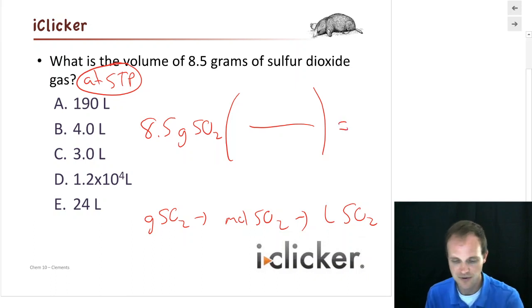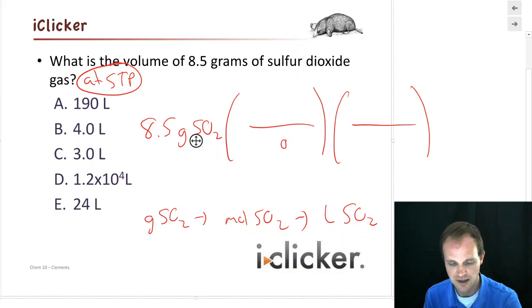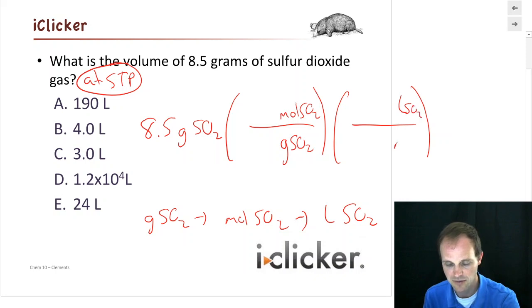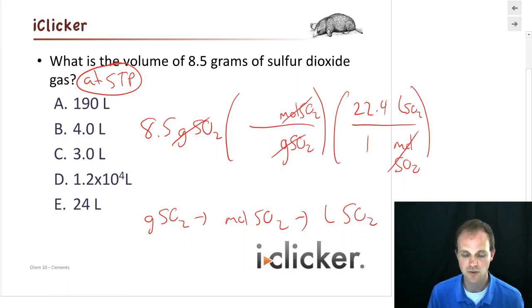And we do our first conversion, we do our second conversion: grams of SO2 on the bottom, moles of SO2 on the top, liters of SO2 on the top, moles of SO2 on the bottom. So we cancel those, we cancel those. Liters and moles, same as we had on the last slide. 22.4 liters in 1 mole.